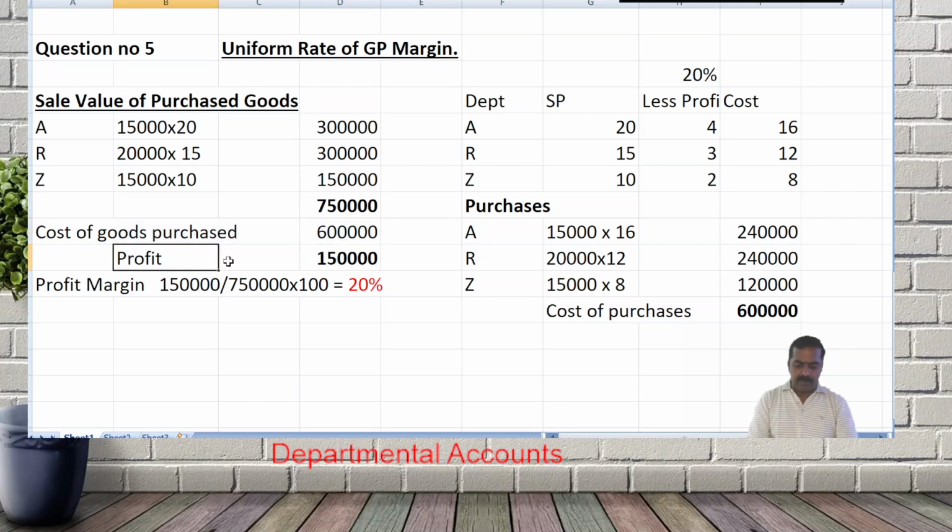Cost is 6 lakhs. Now profit is 1,50,000. Margin is 20%. So selling price minus profit will give us which one? Cost element. Selling price minus profit will give us cost per unit. So we verified our purchases also this much. Take up this and we will proceed.